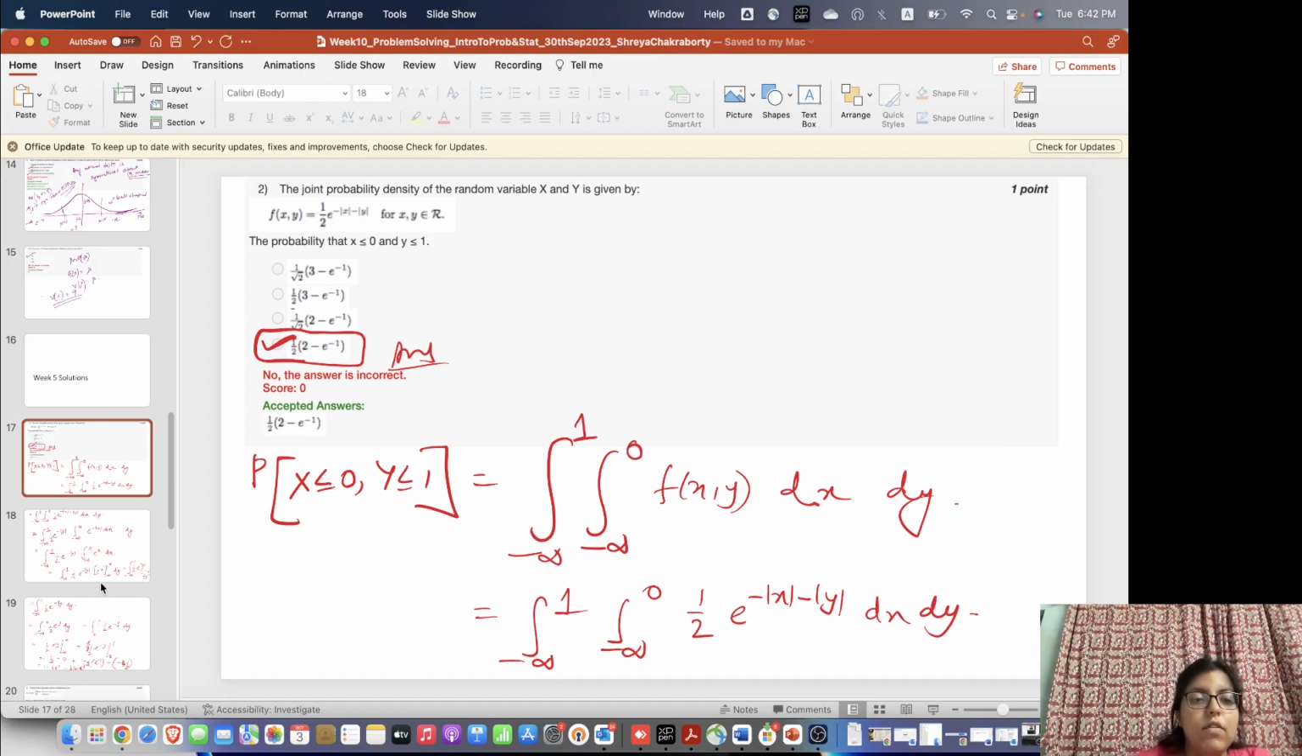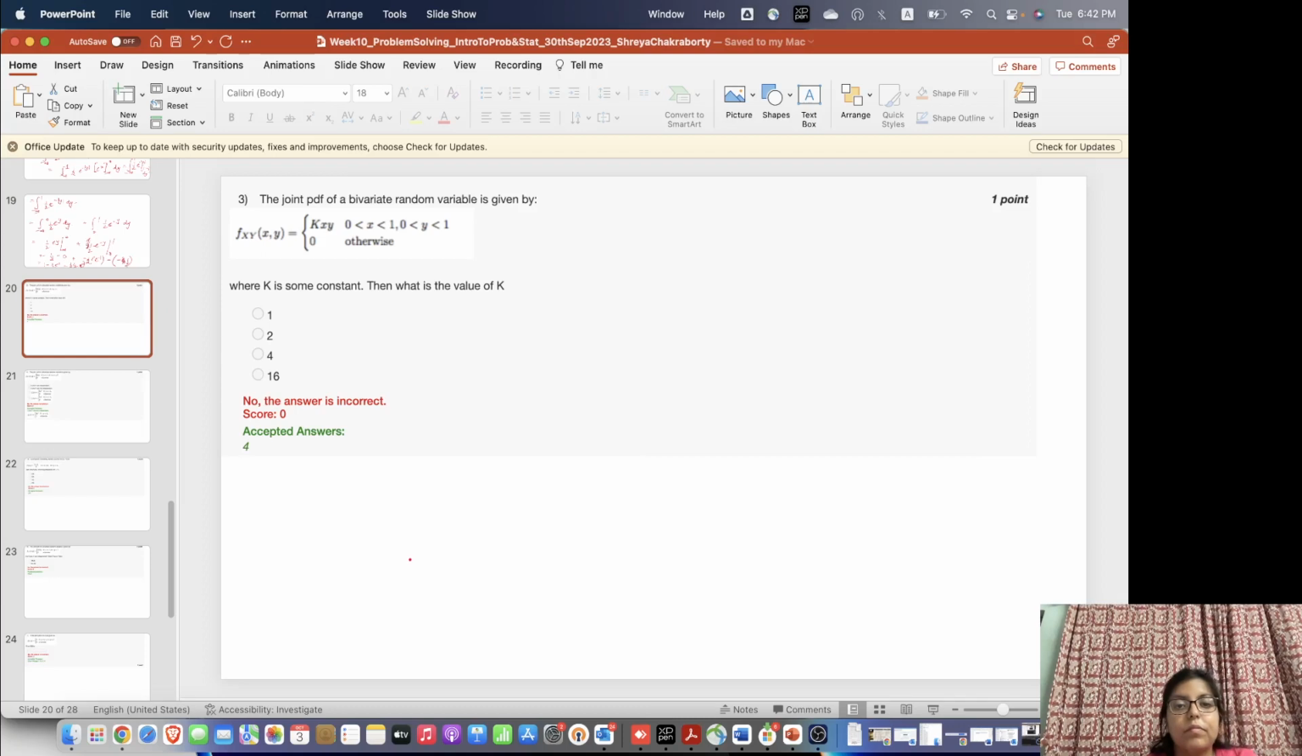Alright, so now we'll move on to the next one. Here we say that the joint PDF of a bivariate random variable is given by this, where k is some constant, then what is the value of k? So we know that if we integrate f of xy, then this comes to be 1. So we are going to use the same thing and see what it comes to.